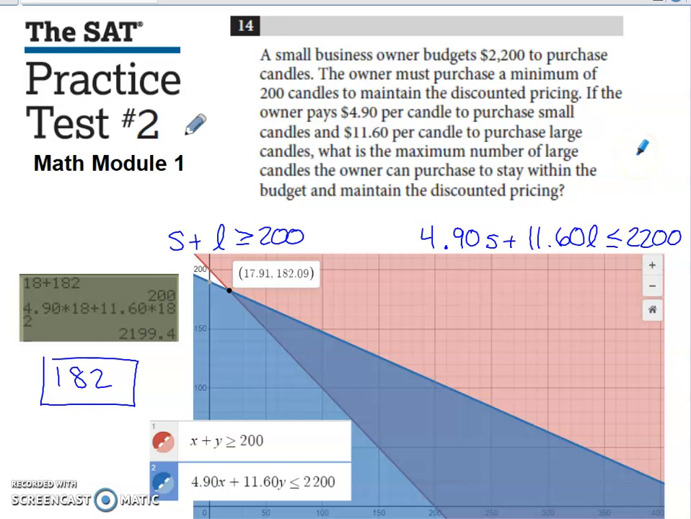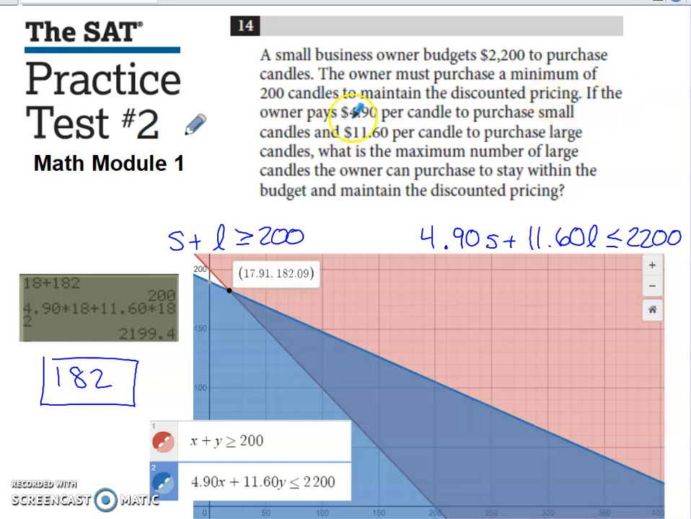So here's an SAT problem that I would definitely classify as a little trickier than a lot of others. It sucks up a little bit of time. It's a story problem as well, so we'll get into it here. A small business owner budgets $2,200 to purchase candles. The owner has to purchase a minimum of 200 candles to maintain the discounted pricing.